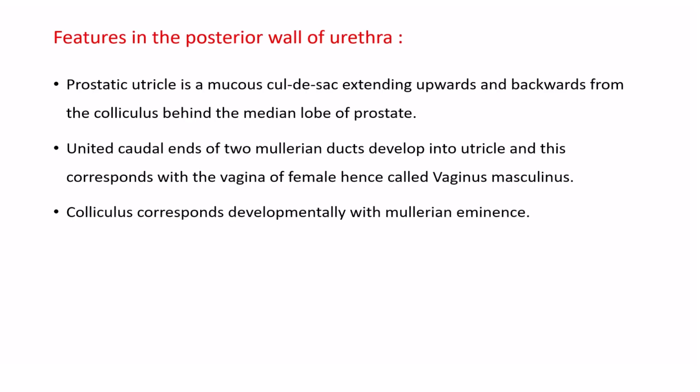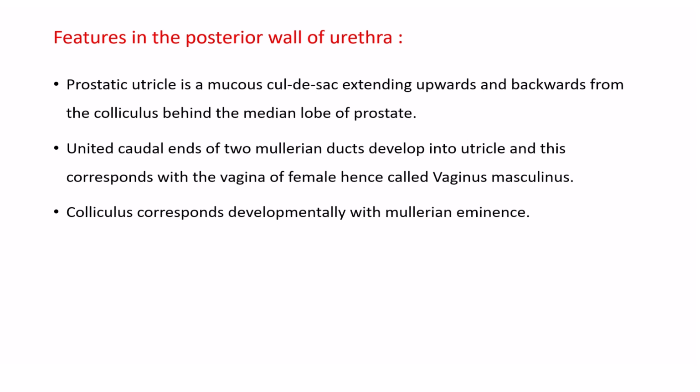Then the prostatic utricle: it's a mucous cul-de-sac, 6 mm long, extends upwards and backwards from the colliculus behind the median lobe of prostate. The utricle is surrounded by a fibromuscular coat and lined by mucous membrane, which is provided with numerous mucous glands. It is developed from united caudal ends of the two Mullerian ducts, otherwise called paramesonephric ducts, and corresponds with the vagina of the female, hence called vagina masculina. The colliculus corresponds developmentally with the Mullerian eminence.